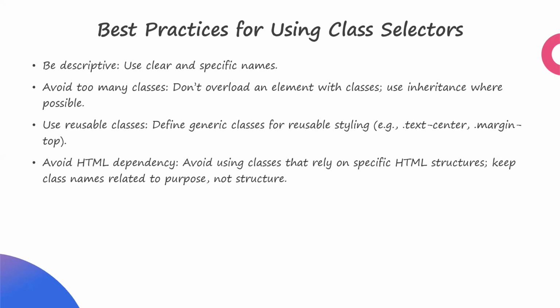Now, use reusable classes. Define generic classes for reusable styling. Avoid HTML dependency. Avoid using classes that rely on specific HTML structures. Keep class names related to purpose, not structure. So these are possible best practices for using class selectors. Always make sure you use descriptive names. Avoid too many classes in an HTML element. Use reusable classes and avoid HTML dependencies.